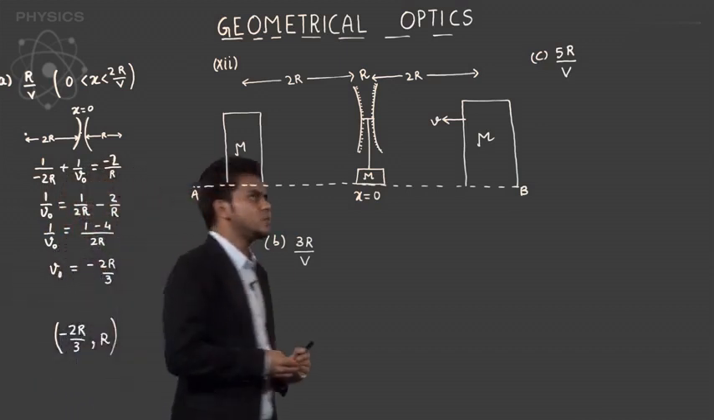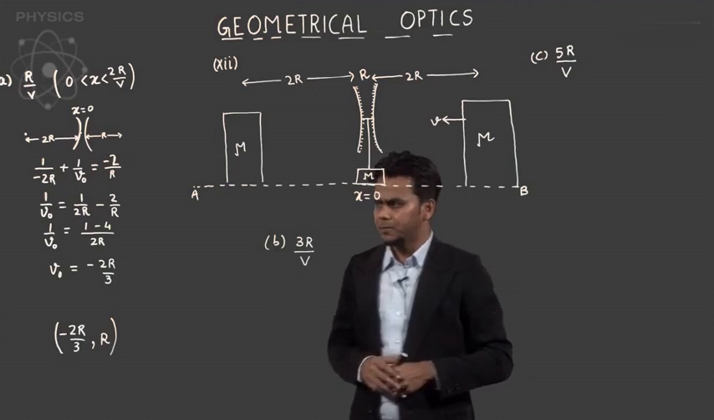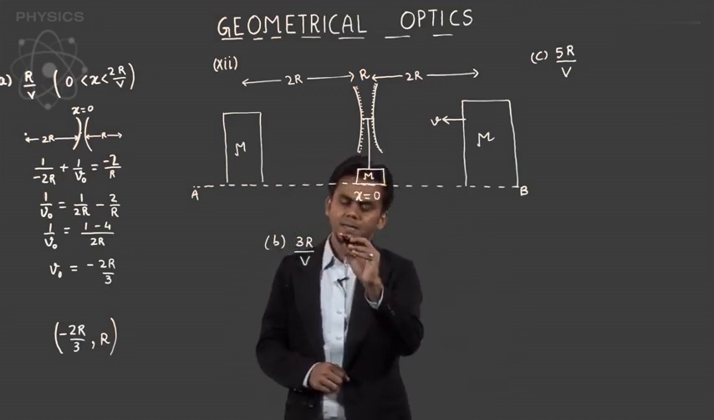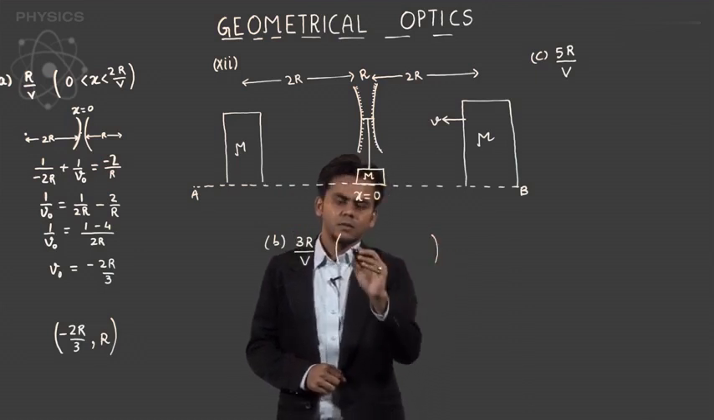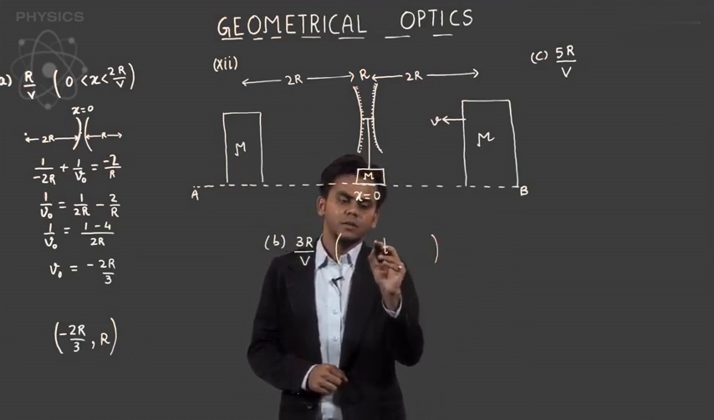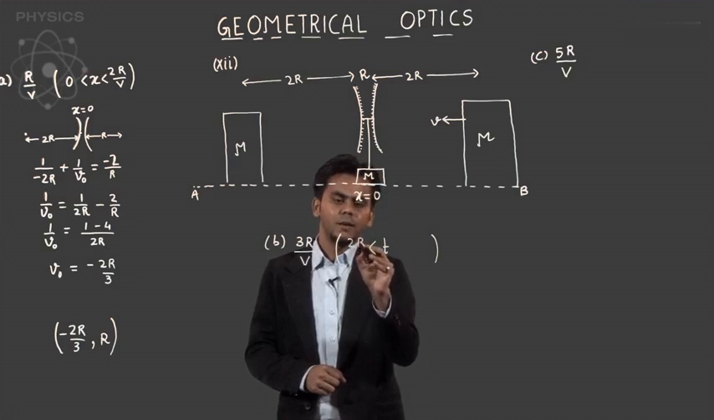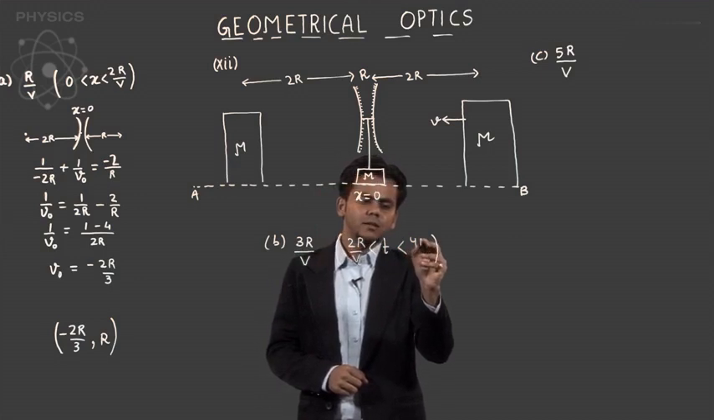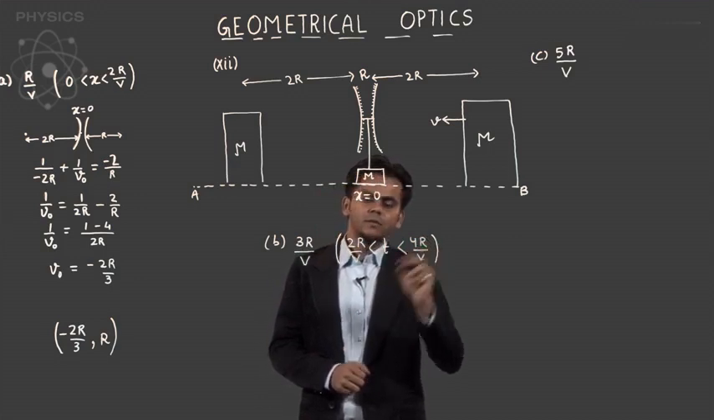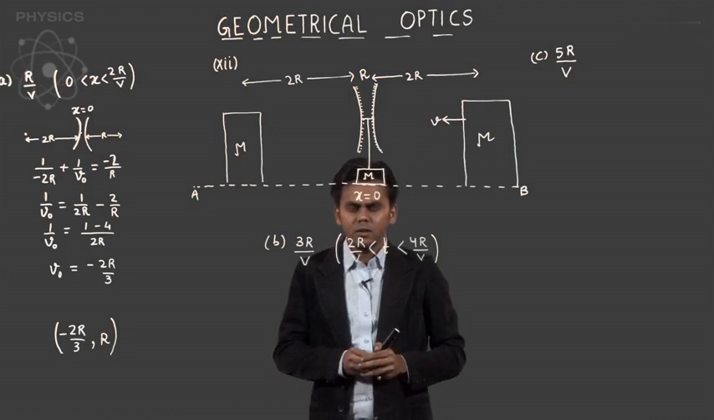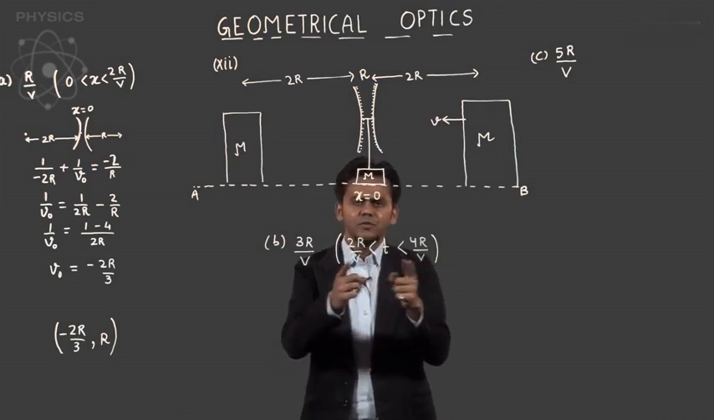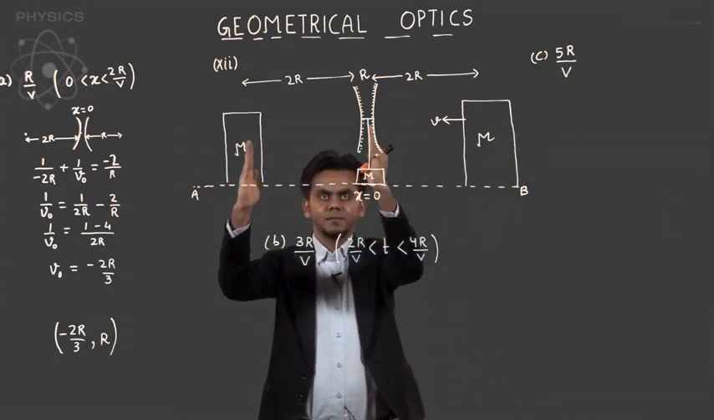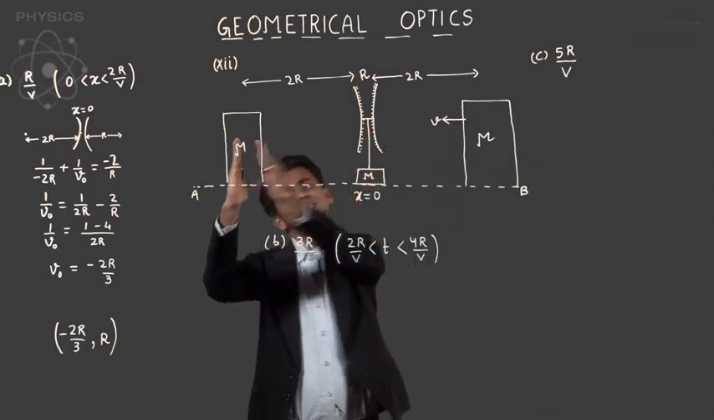Now let's move to the next part, 3r by v. Where does this belong? For 3r by v, this is between 2r by v and 4r by v. What is the meaning of this gap? 2r by v means it has collided. 4r by v means now this has collided with this.